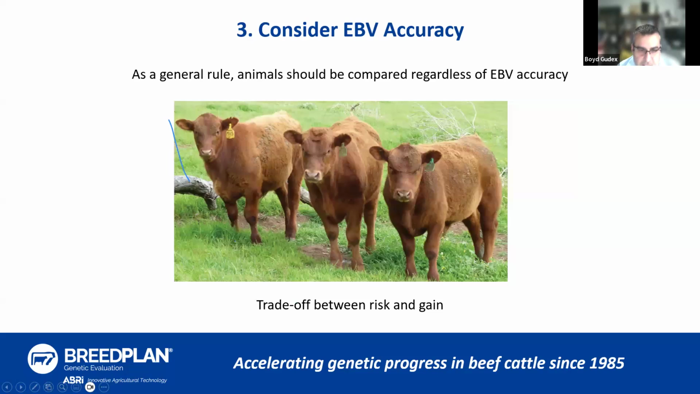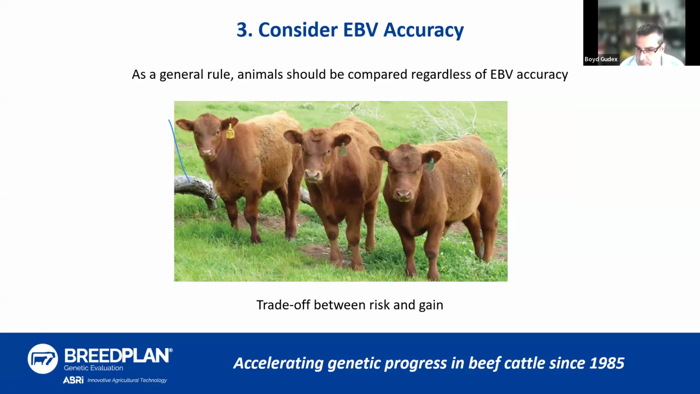So we've mentioned EBV accuracy, but as a general rule, animals should be compared regardless of EBV accuracy. It's a trade-off between risk and gain. If you're going to a bull sale where it's one herd and they've all had equal levels of recording on the cattle, the EBV accuracies are going to be the same. But if you go into a multi-vendor sale where different herds have different recording protocols, there's going to be a bit of variation in your EBV accuracy.